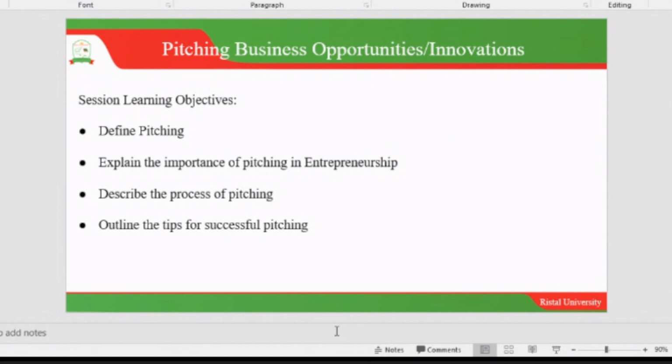entrepreneurship. So today we want to see how you can present the innovation that you are putting across or a business idea to various audiences for various reasons. So we are going to define pitching, which we are basically calling the presentation of that business idea. Then we are going to explain its importance in this area of entrepreneurship. We are also going to describe the process of pitching and the tips for successful pitching.